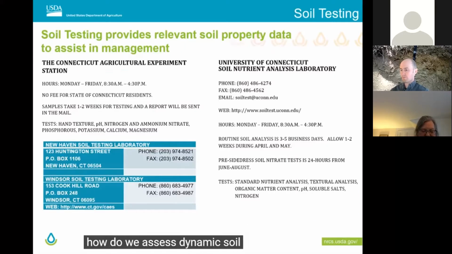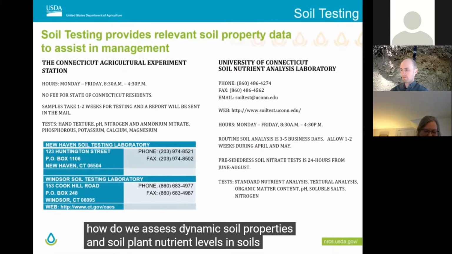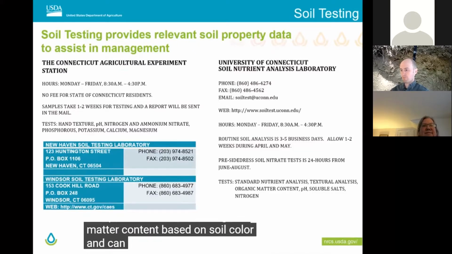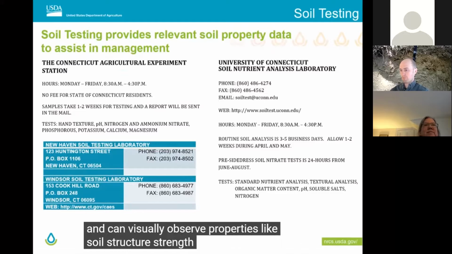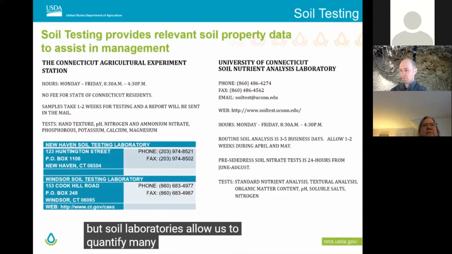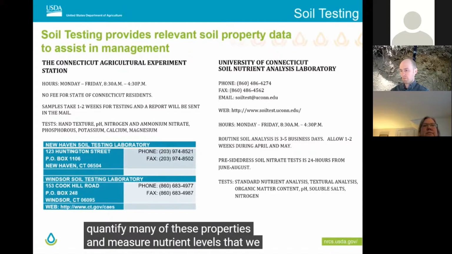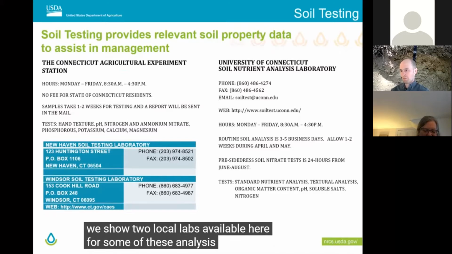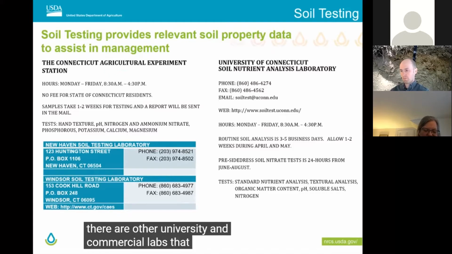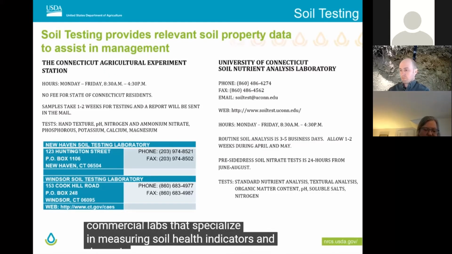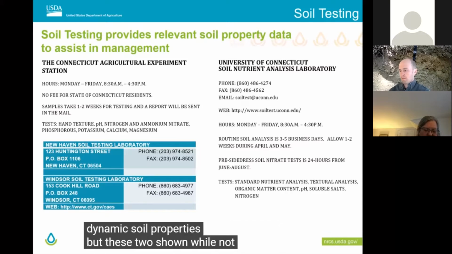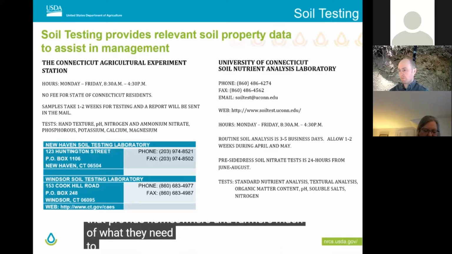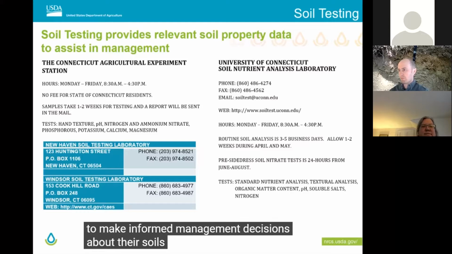How do we assess dynamic soil properties and soil plant nutrient levels in soils? Well, we are able to make general interpretations about soil organic matter content based on soil color and can visually observe properties like soil structure strength. But soil laboratories allow us to quantify many of these properties and measure nutrient levels that we are unable to interpret visually. We show 2 local labs available here for some of these analyses. There are other university and commercial labs that specialize in measuring soil health indicators and dynamic soil properties. But these 2 shown, while not an endorsement, are popular local options that provide homeowners and farmers much of what they need to make informed management decisions about their soils.